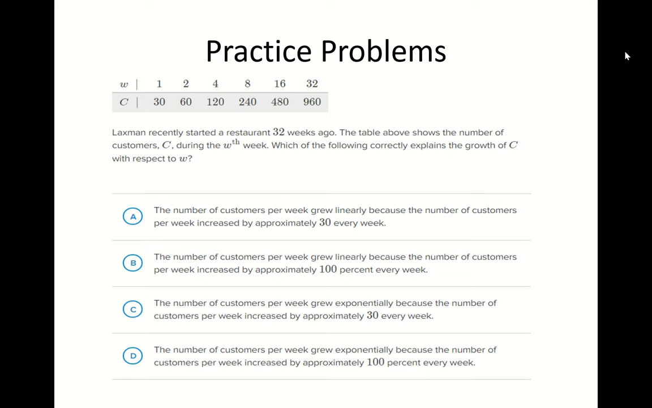And since this rate of doubling is consistent, then you can tell that this is an exponential function, and you can tell that its rate is doubling, which is 100% change or 100% increase, and it's doing that every week.